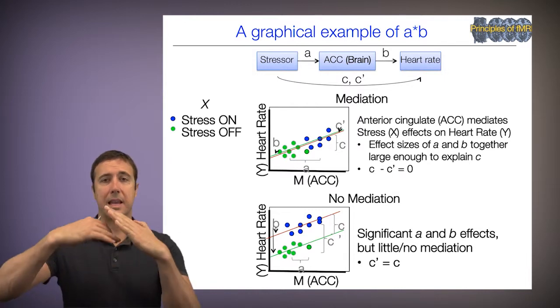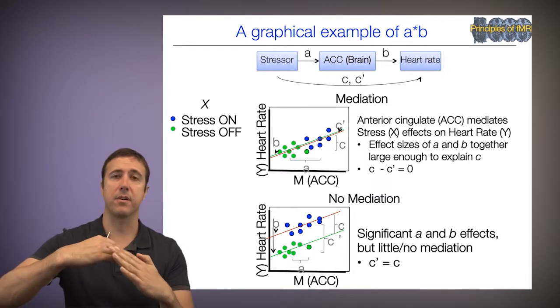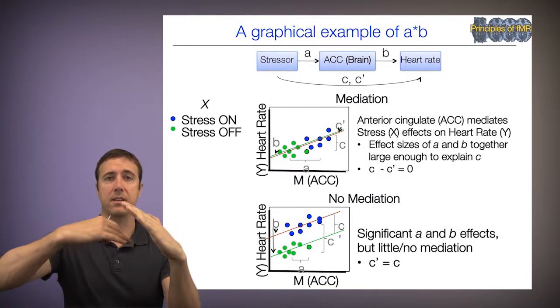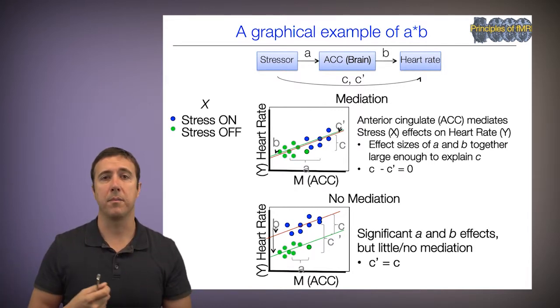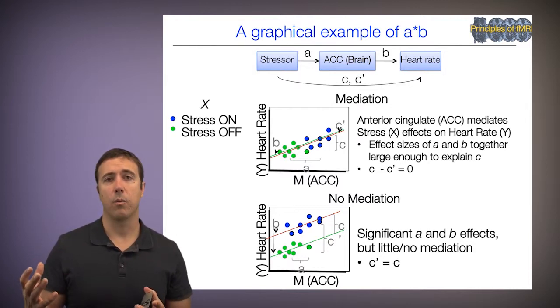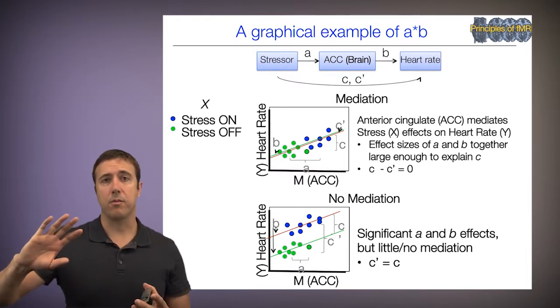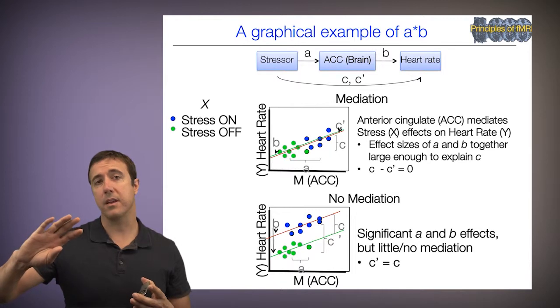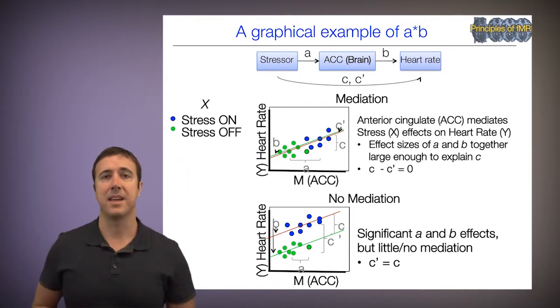And so that's this gap between the two parallel lines. And as you can see here, the gap is very small. So we have a path C effect, and it's gone down to virtually zero, and that means that C minus C prime is greater than zero, and there's a mediation effect. So intuitively then, when we have a mediation effect, what are we doing? Well, what we're saying is that the effect of the stress on the heart rate is exactly what I'd predict based on the anterior cingulate activity. So I'm just shifting up along the anterior cingulate axis, and that gives me the significant mediation effect.